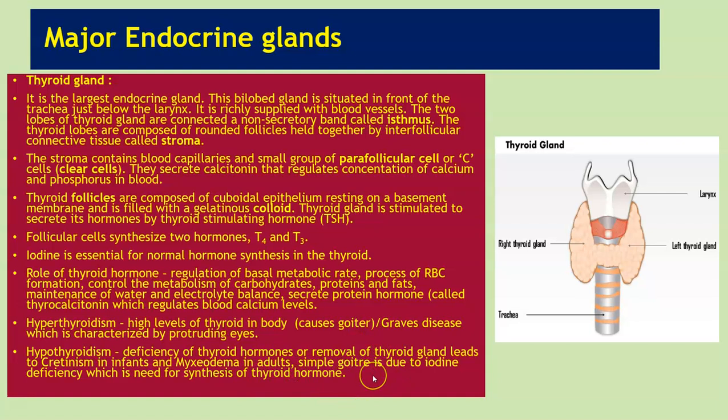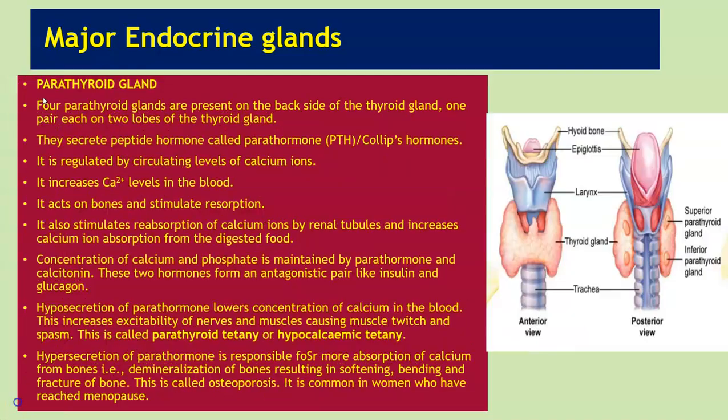And you also have simple goiter. This happens due to iodine deficiency, which is needed for the synthesis of your thyroid hormone. Moving to the next gland, that is the parathyroid glands. Four parathyroid glands are present on the backside of the thyroid gland, one pair on each of the two lobes of the thyroid gland. Have a look at this image here.